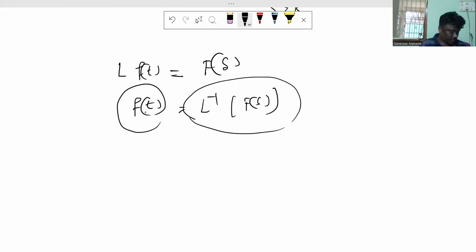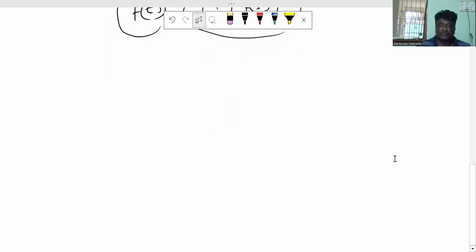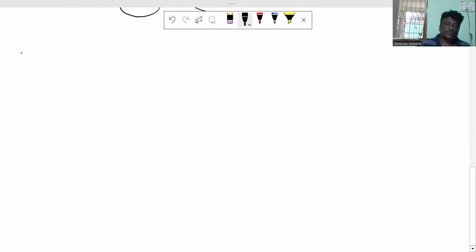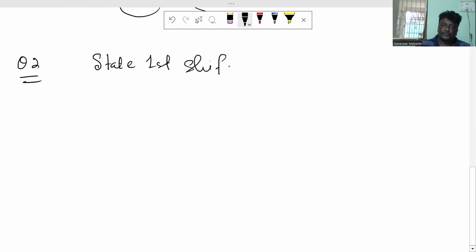What is the second question of the Laplace? Define the first shifting theorem. What is the first shifting theorem? Give an example. Question number 2: State the first shifting theorem, and give an example.